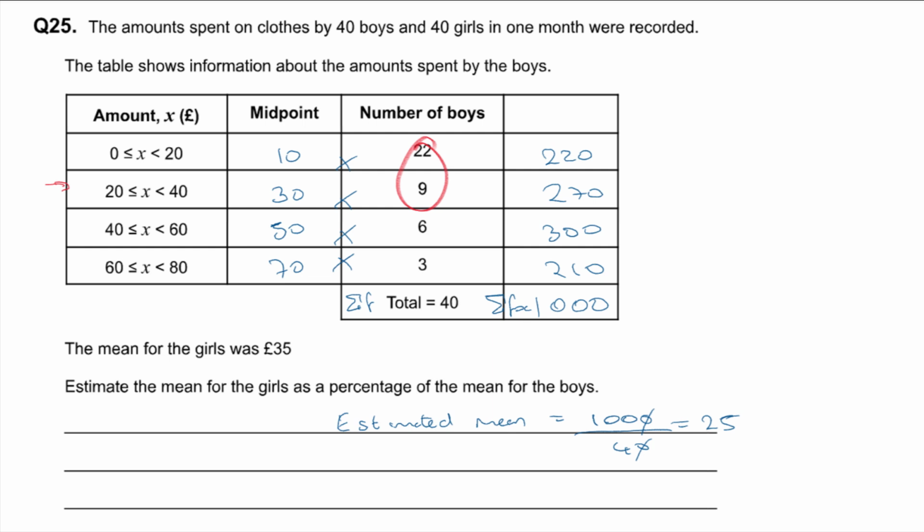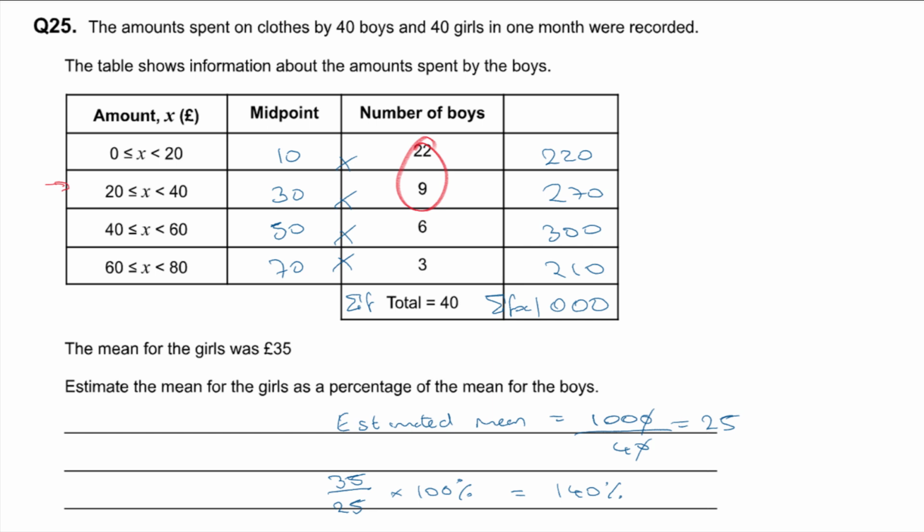So we know that the estimated mean for the boys is 25. We know that the mean for the girls was 35. Estimate the mean of the girls as a percentage of the mean of the boys. So girls as a percentage of the boys would be the girls amount, which is 35, as a percentage of the boys amount. So it's going to be 35 over 25 times 100, as a percentage. 35 divided by 25 times 100 comes to 140%.